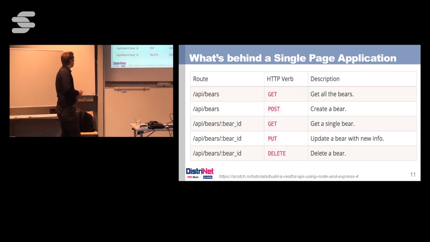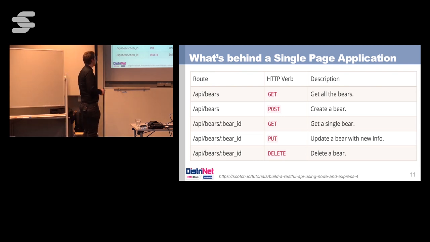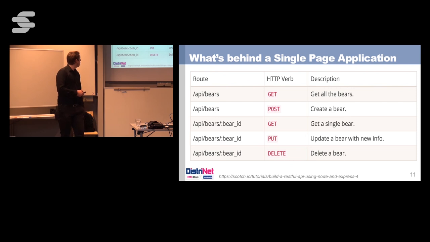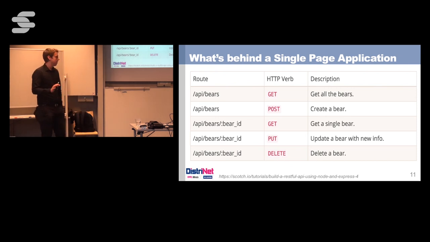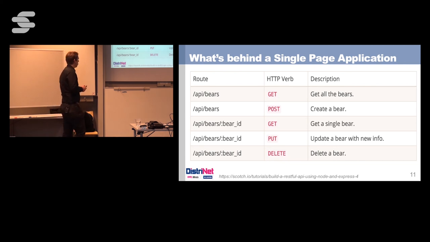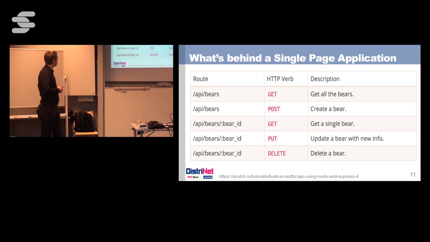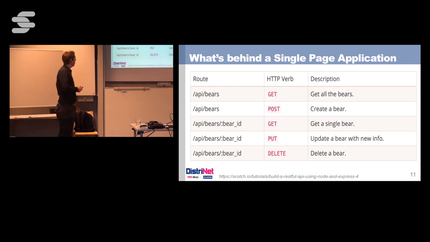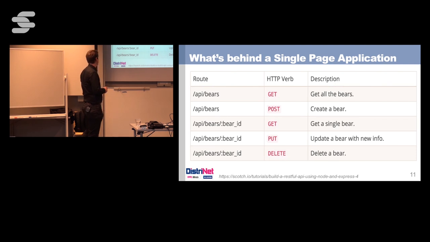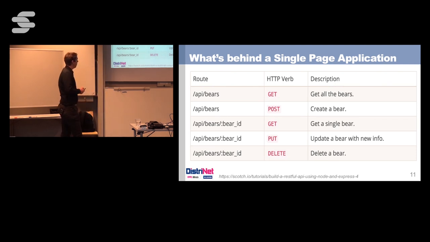What does a REST API look like? I stole this from a tutorial on the web somewhere. Apparently, they make an application for bear management. So I don't know why, but OK, let's go with it. So you have an API. You have a path /api. And you basically have different routes on the server side this time and different HTTP methods. So if you send a GET to this simple path, then you get a list of all the bears. Straightforward. If you want to create one, you send a POST to this path, and you provide some data, and you create a new bear.